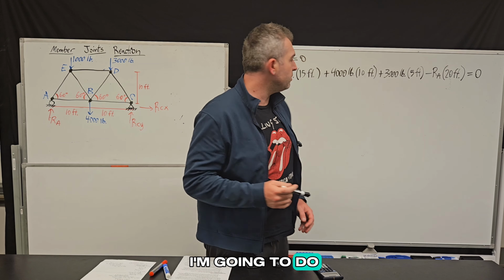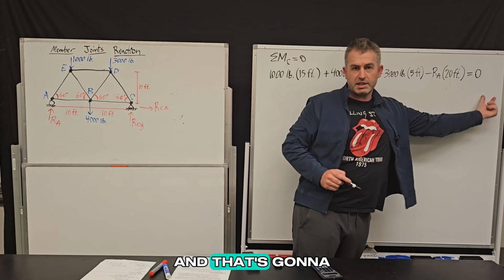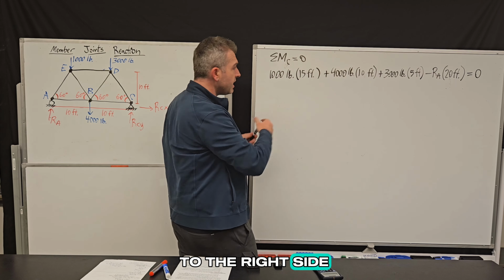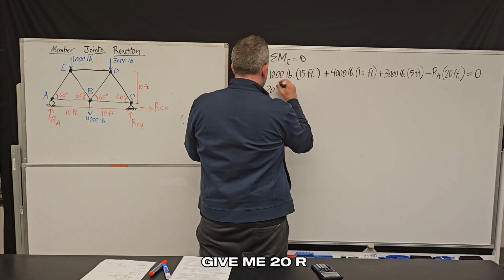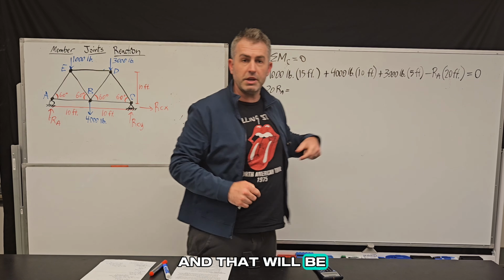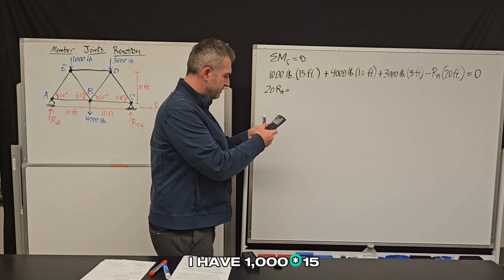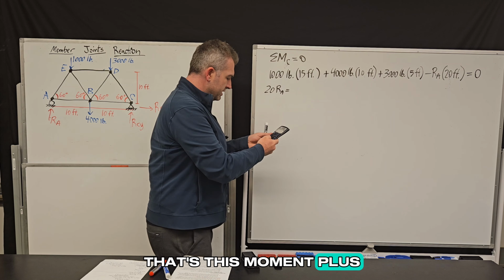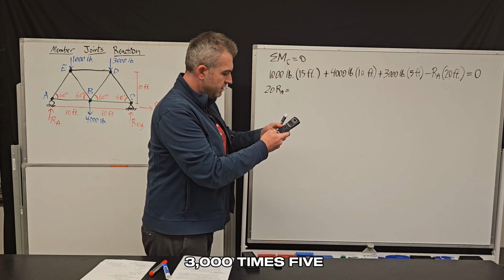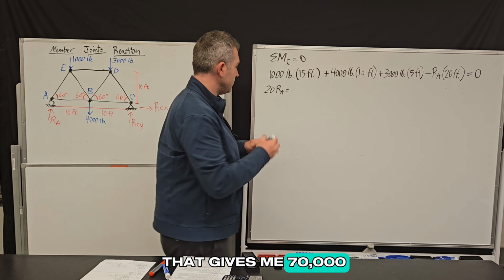So the first thing I'm going to do is, since this part's the only negative one, I can actually add that to itself, and that's going to bring it over to the other side of the equation. So I'm moving the 20 times RA to the right side, and so that's going to give me 20 RA equals, and then I'm just going to do all of this stuff, and that will be on the other side of my equation. So in my calculator, I have 1,000 times 15, that's this moment, plus 4,000 times 10, plus 3,000 times 5. And so all of that gives me 70,000.